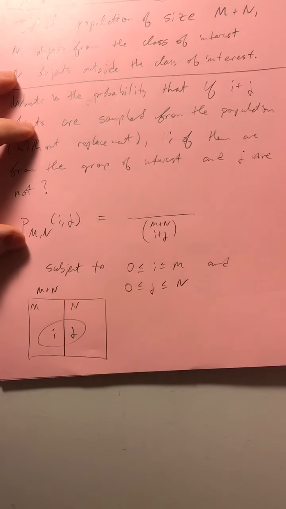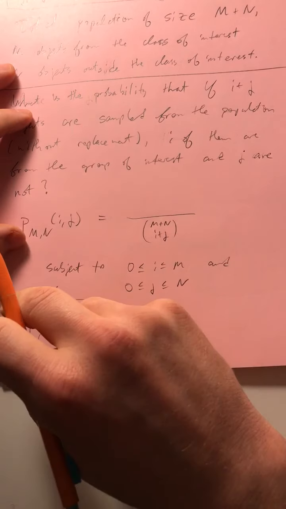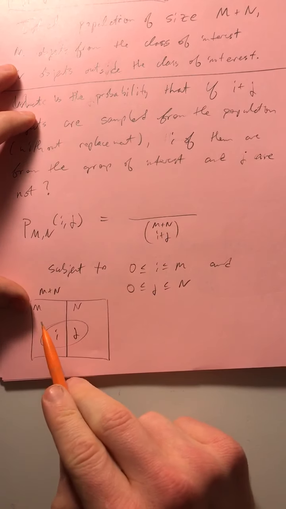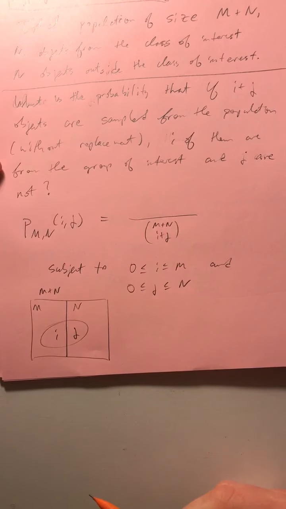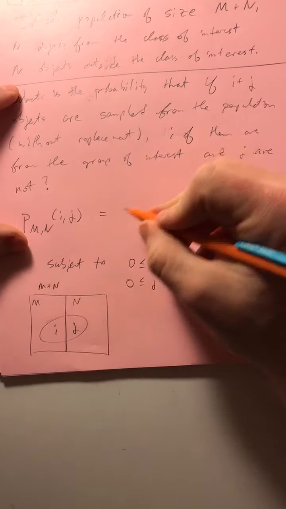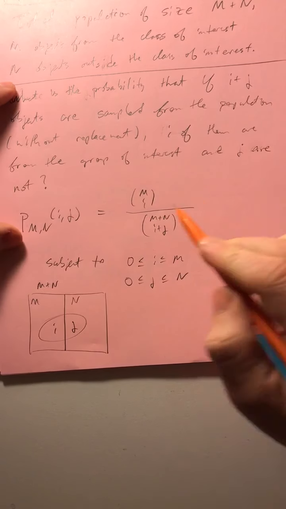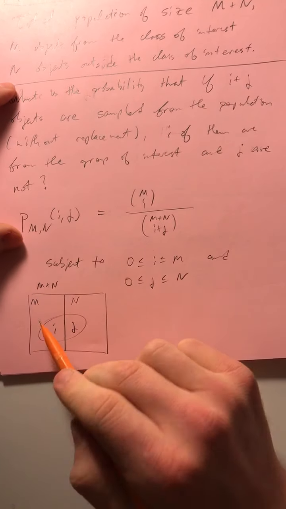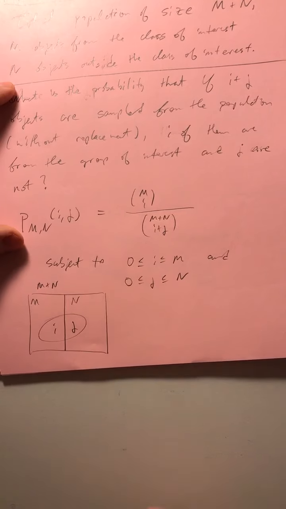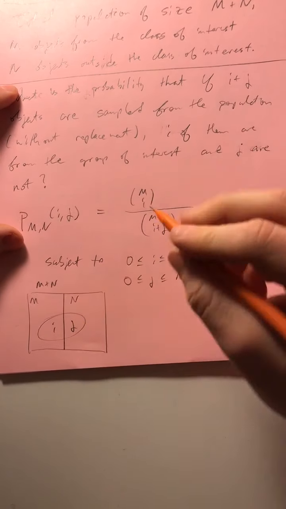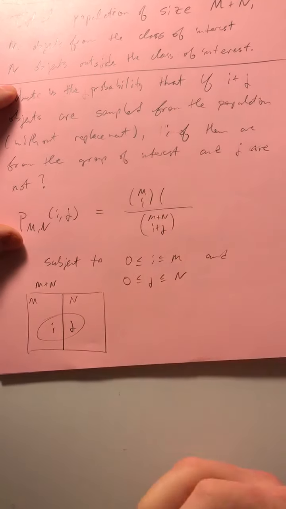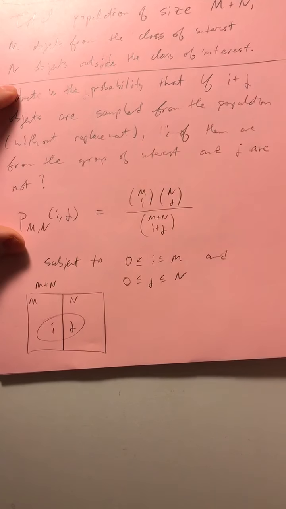So, how many ways are there for me to reach in and choose i things from this first category and j things from the second category? Well, the first category has m things in it, so there are this many ways for me to reach into the category of m things and choose i of them. And the second category has n things in it, and I reach in and choose j. So here I'm choosing in stages.